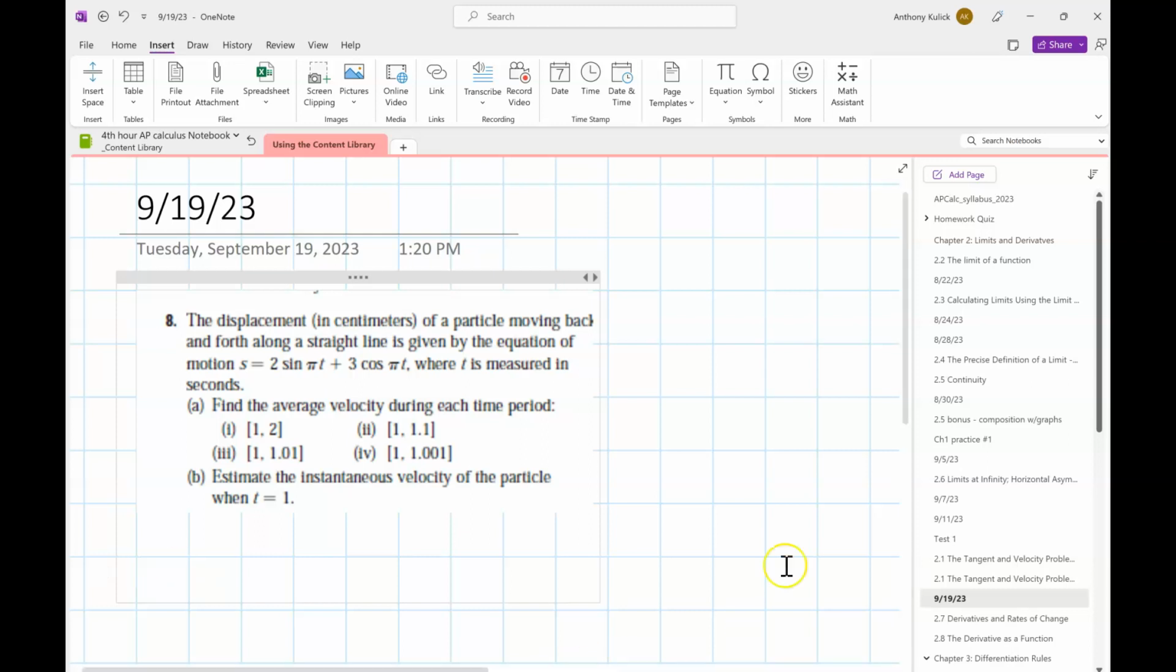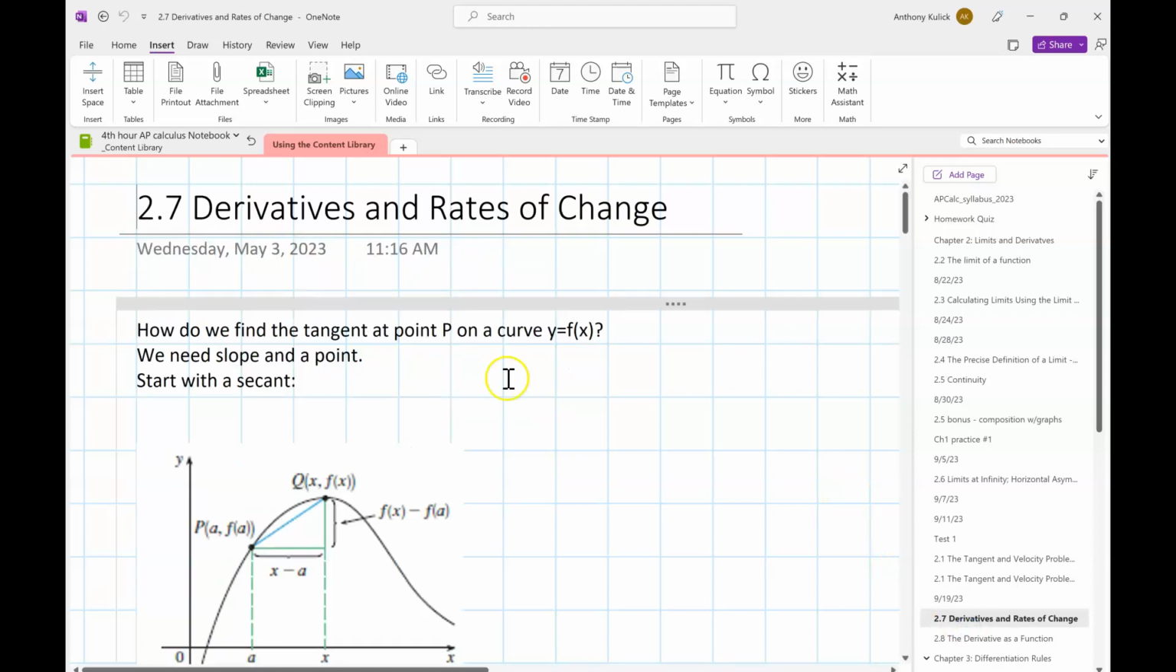Okay. Let's start 2.7 then today. In 2.7, we're going to be introduced to the concept of a derivative and talk some more about rates of change. Remember, velocity is an example of a rate of change, as is slope. Okay, so we'll start off with the same idea that we had talked about in 2.1. How do we find the tangent of a curve at point P? Well, we need slope and a point. To come up with that slope, we start with a secant.